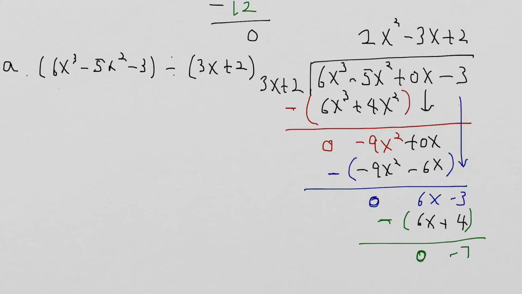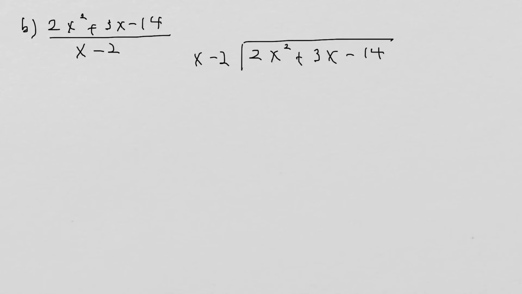So here your solution is going to be 2x squared minus 3x plus 2, plus your remainder. Your remainder was negative 7. That negative 7 wasn't divided by 3x plus 2, so don't forget, you need to leave that. And that was the first example.